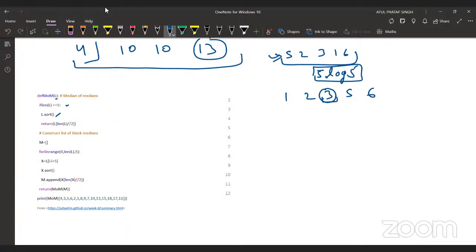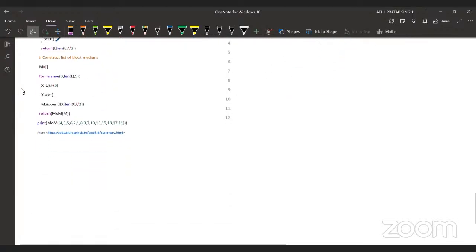We will divide the elements into blocks of 5 elements. You can see the sequence of the 15 elements we have. We take the first 5 elements: 4, 3, 5, 6, 2. These are a fixed number of elements, and we perform the sort method here. The complexity becomes 5 log 5, which is a constant value.